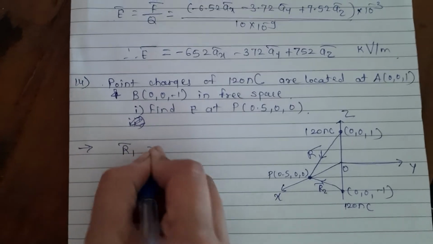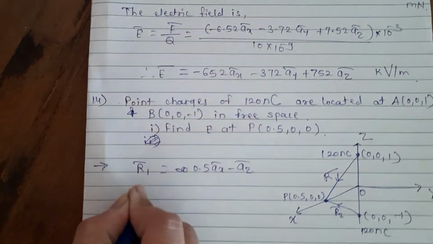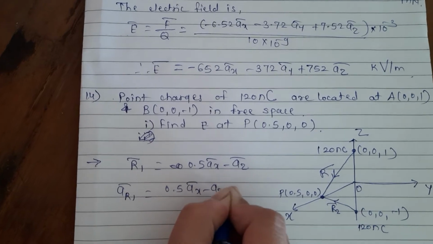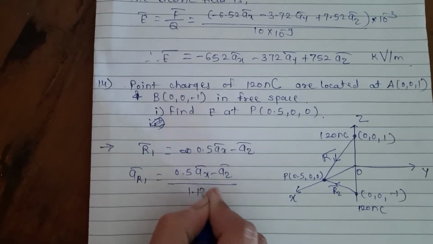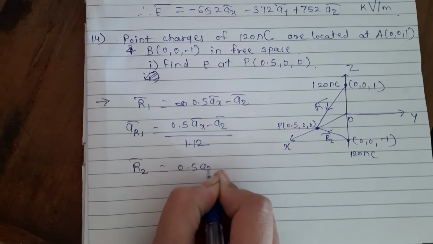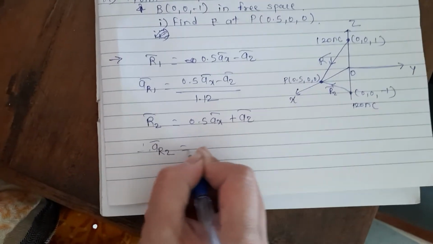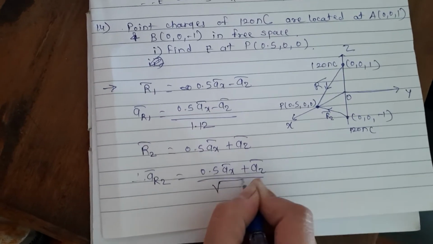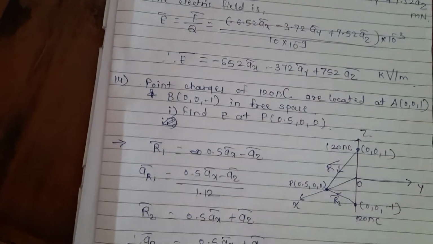So R1 bar is 0.5 ax bar minus az bar. So AR1 bar, that is unit vector, is 0.5 ax bar minus az bar divided by square root of 0.5 square plus 1 square, so it is 1.12. Second we have to find the R2 bar. It is equal to 0.5 ax bar plus az bar. Similarly AR2 bar is equal to 0.5 ax bar plus az bar divided by square root of 1.12.